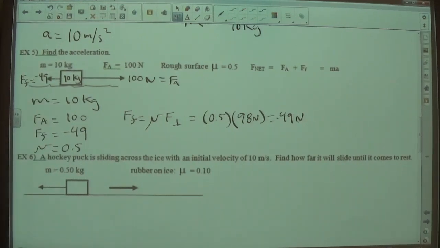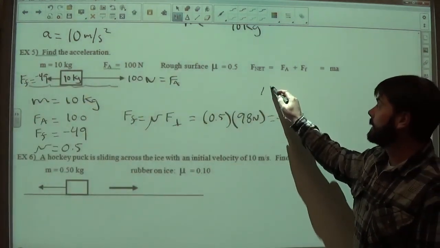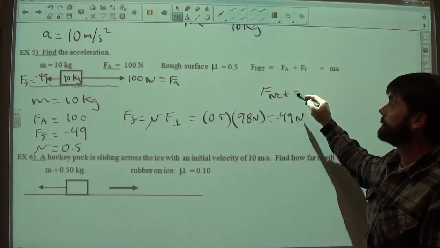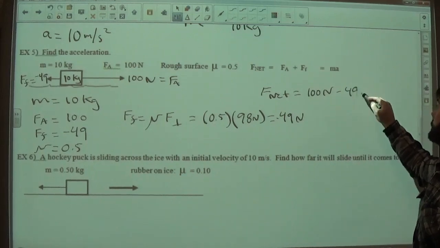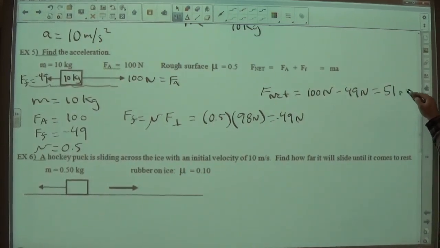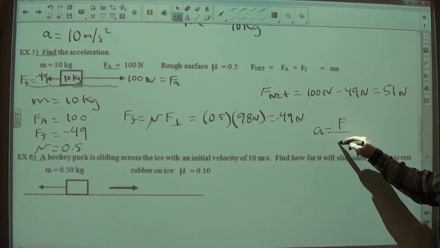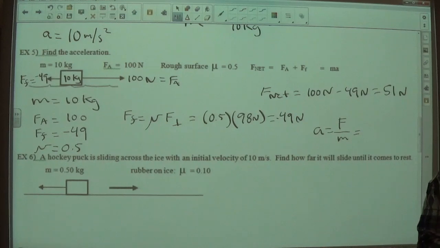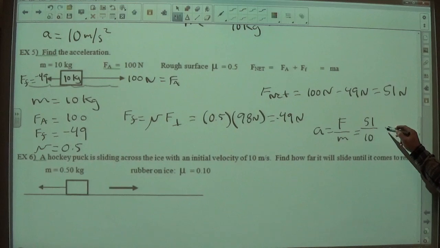So now we want to find the acceleration. Our net force is the difference between these two. I have 100 newtons going to the right and 49 newtons going to the left, so my net force is going to be 51 newtons. That's important because when we go to find the acceleration, we want to take the total force and divide it by the total mass. So that's 51 divided by 10, which gives an acceleration equal to 5.1 meters per second squared.